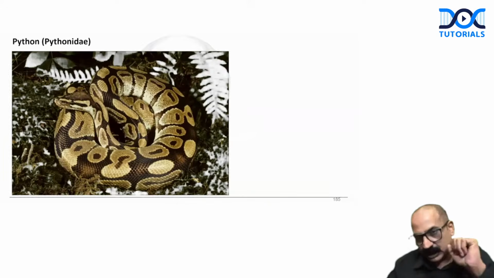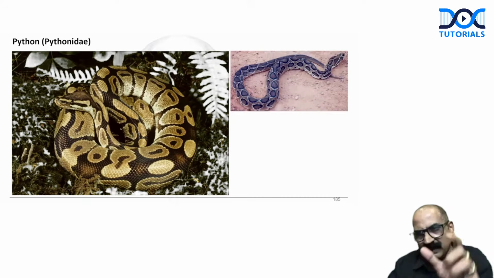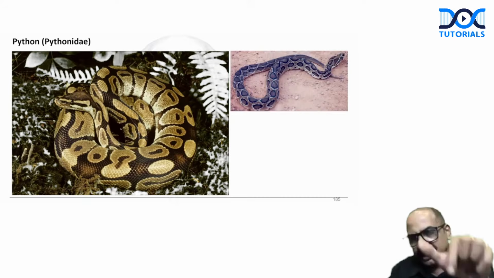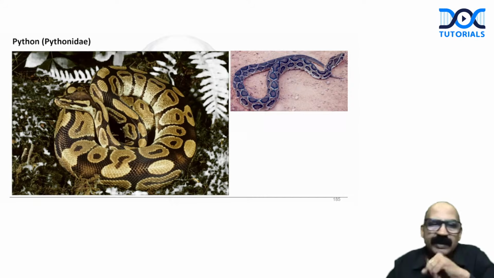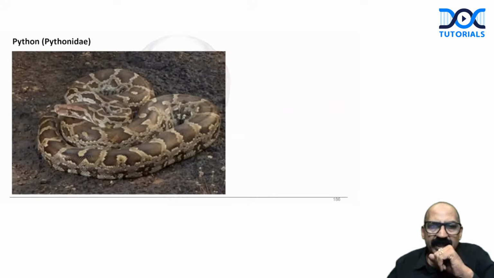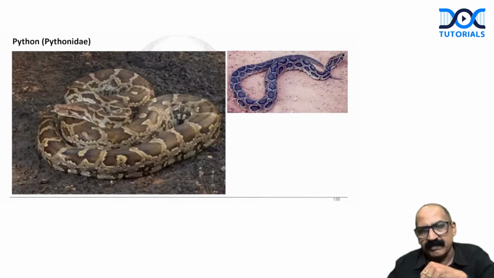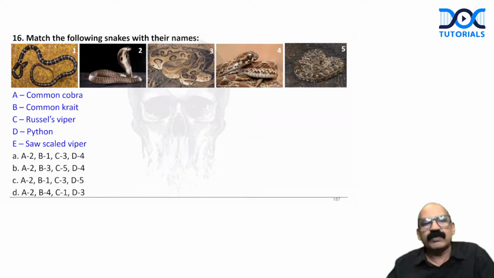Python is the biggest, bulkiest snake. There are marks on the body, but not exactly like Russell's viper, where you see 3 rows. Here they are haphazardly situated. Look here, haphazard marks. So match the following. Now you got the answer.